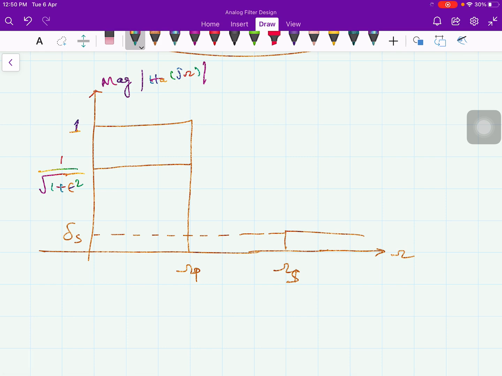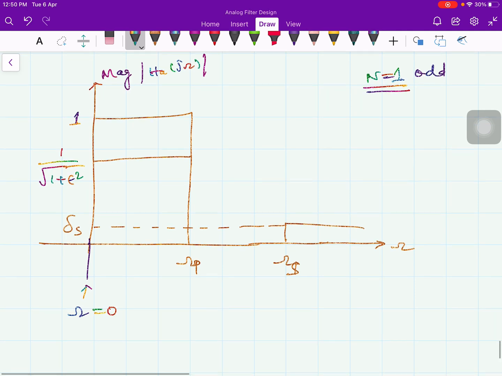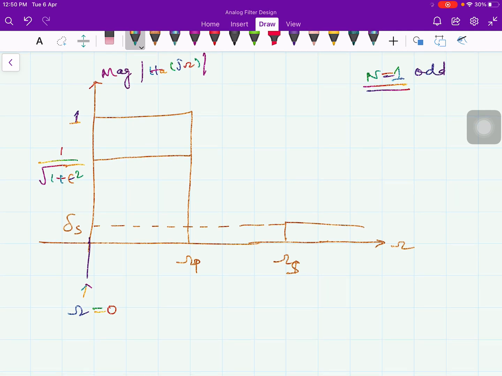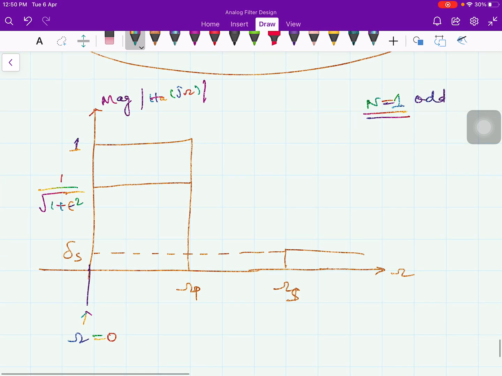So let's see capital N equal to 1. Okay, and this 1 is odd, right? So capital N is odd. If it is odd, then at omega equal to 0, this is the point where omega equal to 0, and therefore the magnitude will be 1. Okay, so magnitude will be 1.